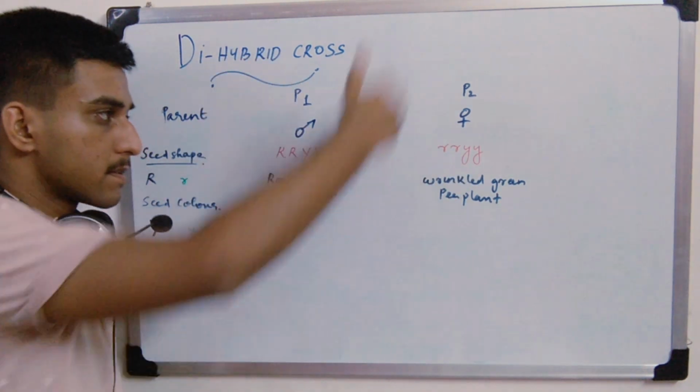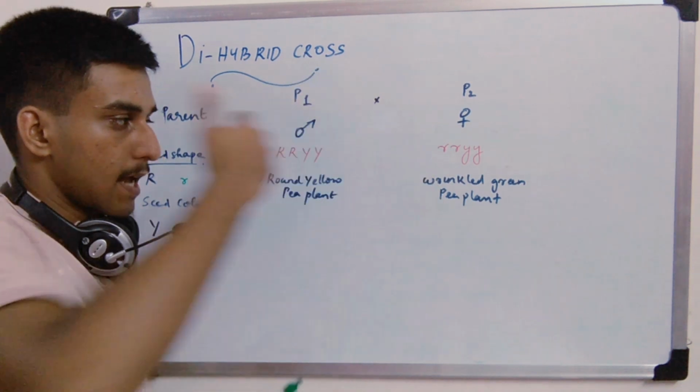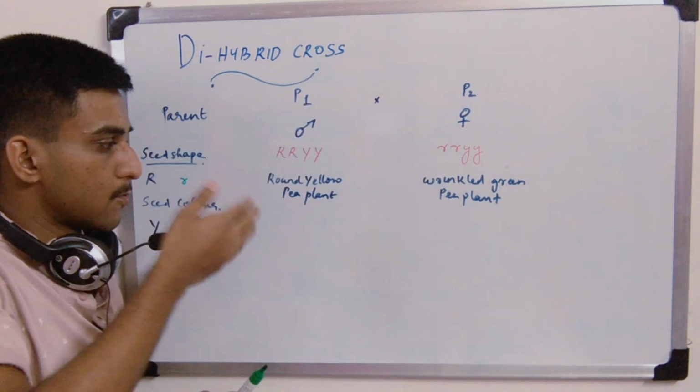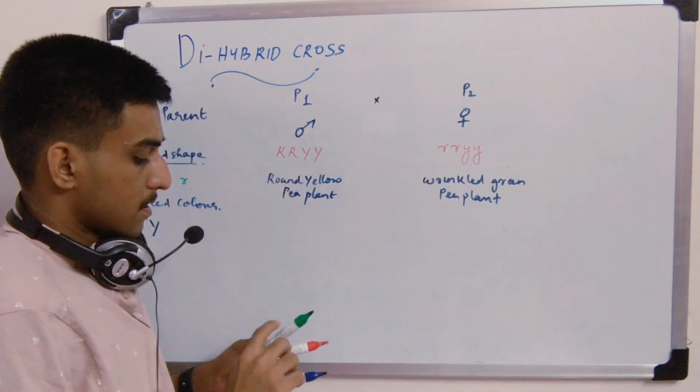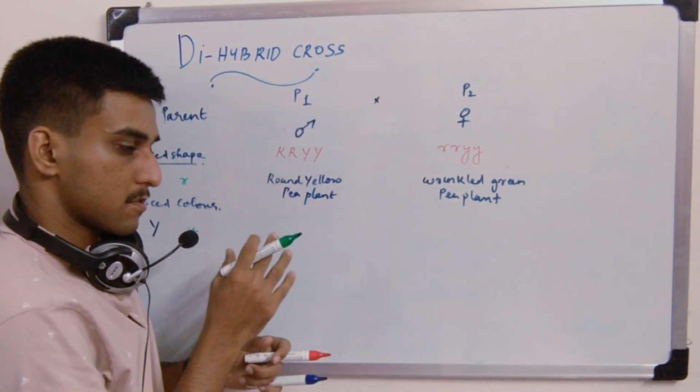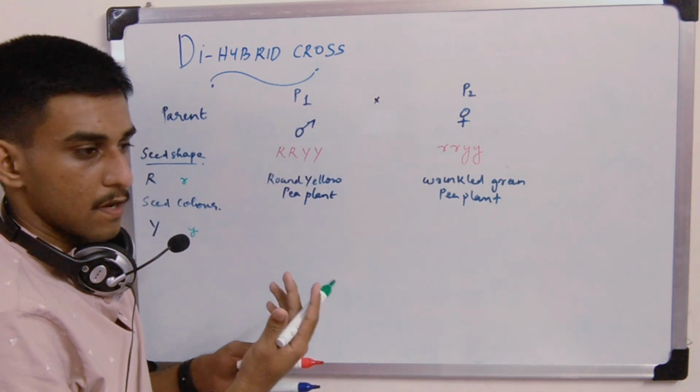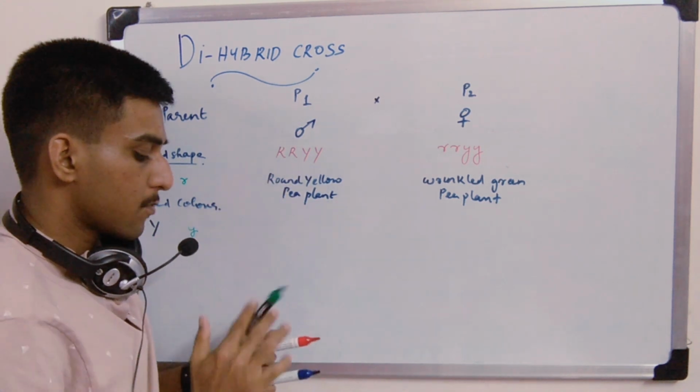Okay, this is parent 1, this is parent 2. Parent 2 will be a wrinkled green pea plant. Parent 1 will be a round yellow pea plant. So after the process of meiosis, the gametes will be formed. Okay, so what will be the gametes here?